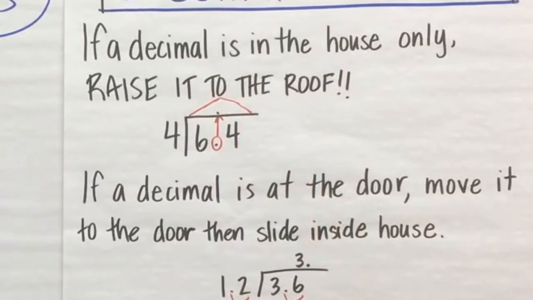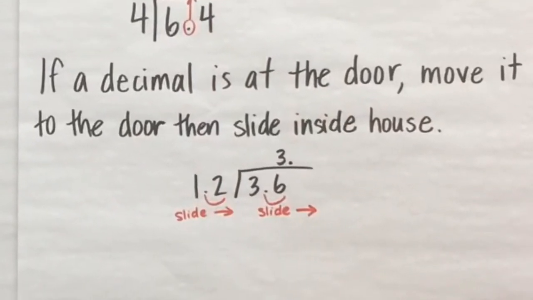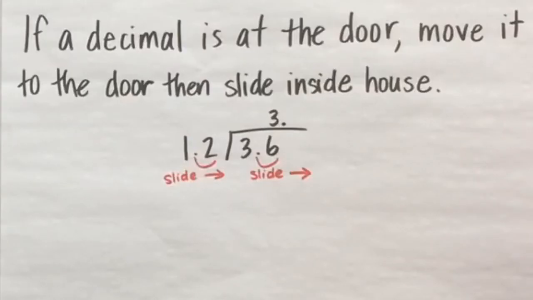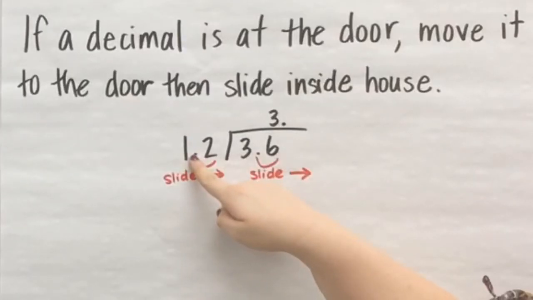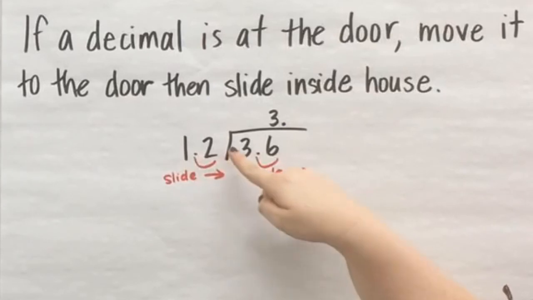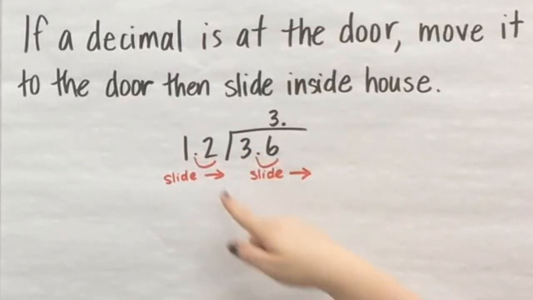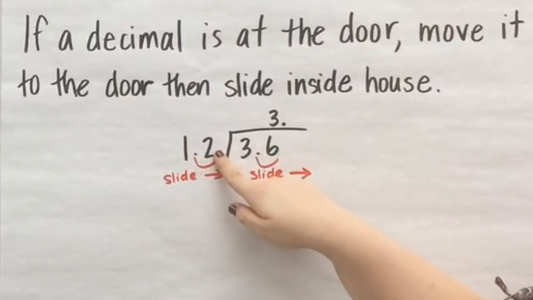When we have decimals on the inside and outside the house, we're going to follow the second method. If a decimal is at the door, move it to the door. And the second part is slide inside the house. If I move it to the door, we find the decimal on the outside and move it over however many places we need to get the decimal directly at the door. In this particular example, for 1.2, we only need to move it 1 place over.